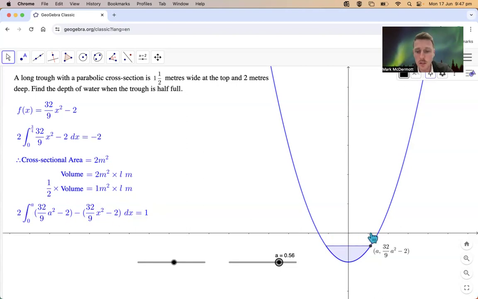And then remember, we're doing it as a symmetry problem. So 0 to some point A, but then we double it to make sure that the cross-sectional area is a total of 1. So we're doubling it because of the symmetry.